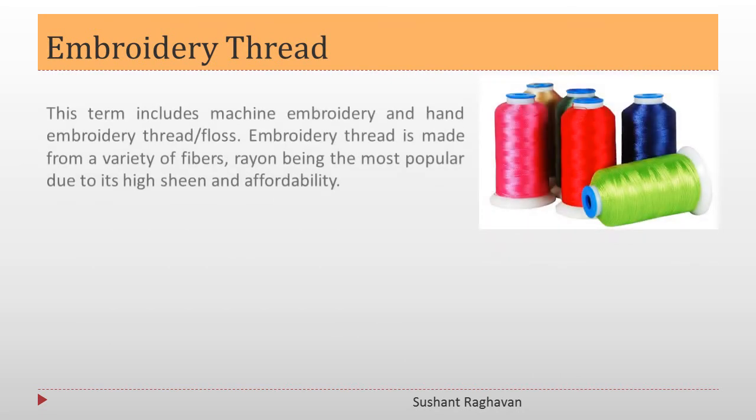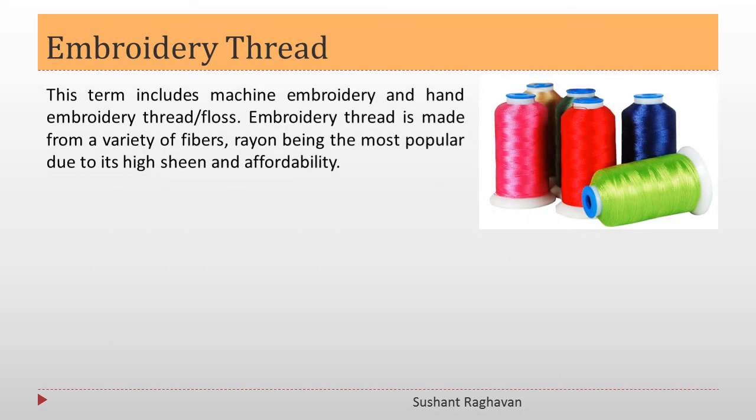Embroidery thread. The term includes machine embroidery and hand embroidery thread floss. Embroidery thread is made from a variety of fibers, rayon being the most popular due to its high sheen and affordability.